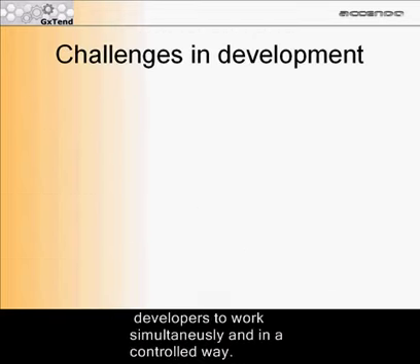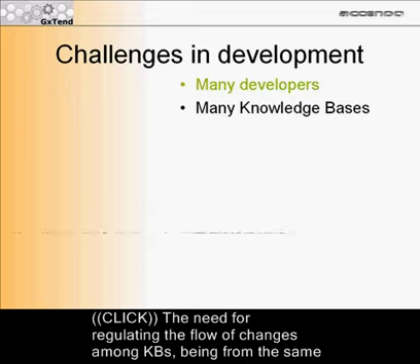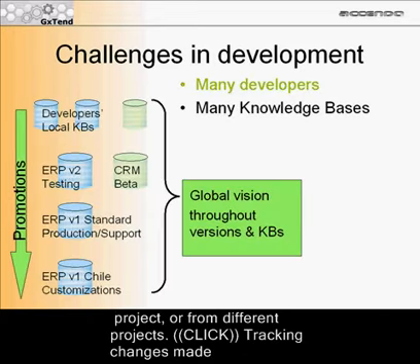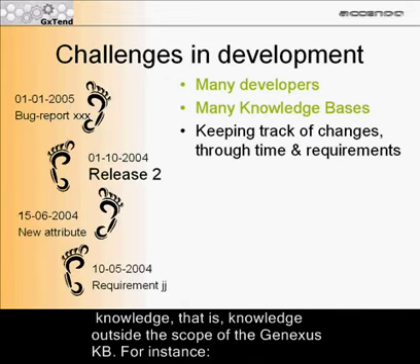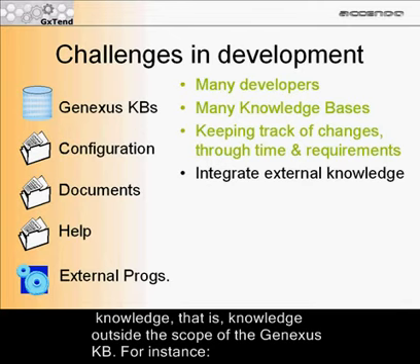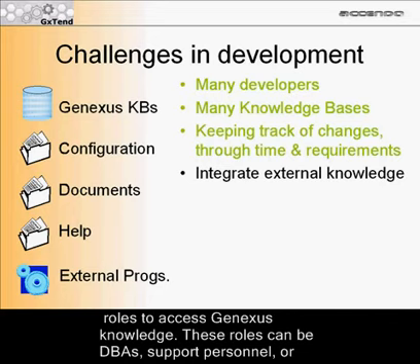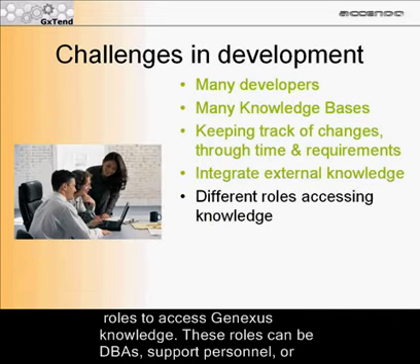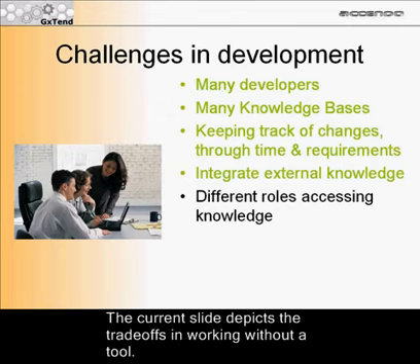GxTend focuses on different challenges in development: the need for many developers to work simultaneously in a controlled way, the need for regulating the flow of challenges among KBs, being from the same project or from different projects, tracking changes made through time and how they are related to requirements, integrating external knowledge, that is, knowledge outside the scope of the GNexus KB, for instance, documentation, configuration, and external programs. Letting different roles access GNexus knowledge. These roles can be DBAs, support personnel, or administrators.